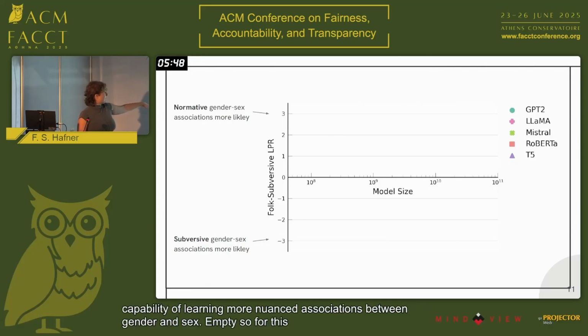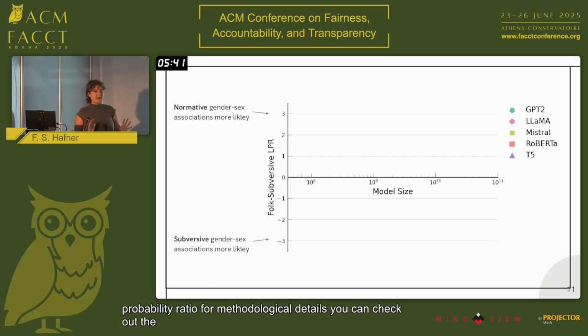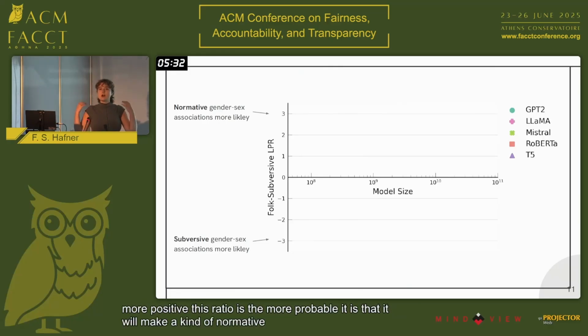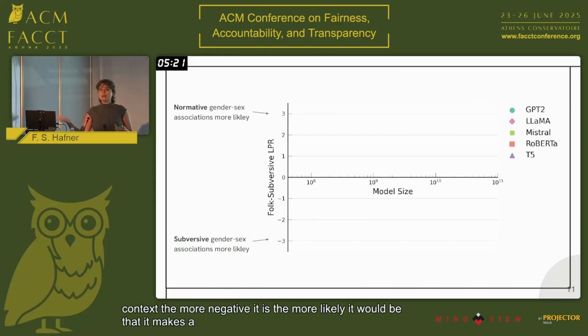So for this, we calculated a folk-subversive log probability ratio. For methodological details, you can check out the paper, but what you really need to know is that the more positive this ratio is, the more probable it is that it will make a kind of normative prediction of a gendered term depending on the sex characteristics mentioned in the context. The more negative it is, the more likely it would be that it makes a subversive prediction depending on the sex characteristic of the context.